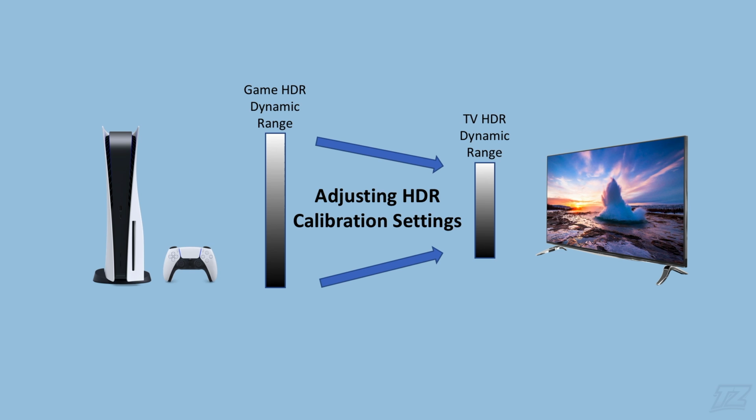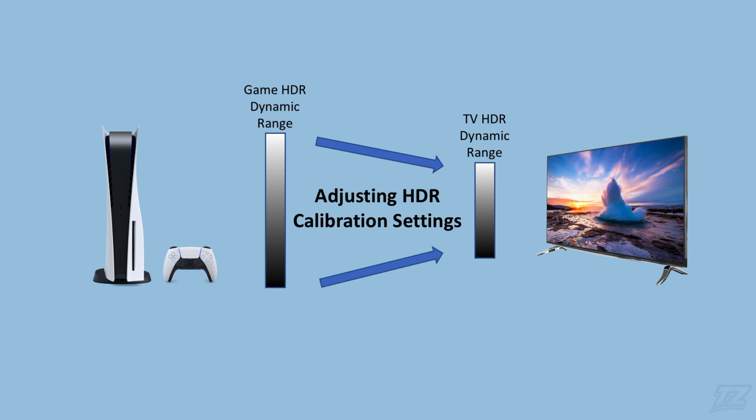This is what it looks like. On the left side, the HDR signal source is a game console that outputs a game with a certain level of luminosity. On the right, our TV receives an HDR signal and has a certain maximum luminosity. You must decrease or increase the luminosity range of the input signal to match the luminosity of your TV. That's what HDR calibration settings are for.